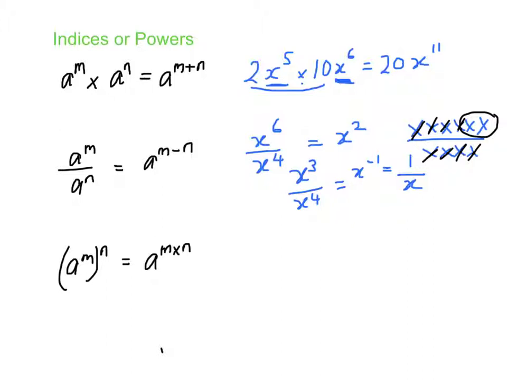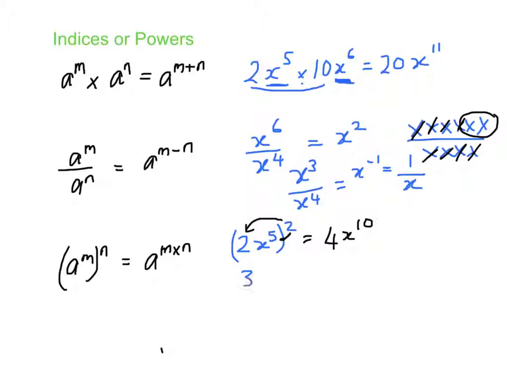Right, when we have a power of a power, we multiply the indices. So, an example there, if I have 2x to the power of 5, all to the power of 2. Now don't forget that this to the power of 2 has to be also the 2 in the bracket. So 2 to the power of 2 is 4. x to the power of 5 to the power of 2, we multiply those two, so we have x to the power of 10. Let's do another example of that.